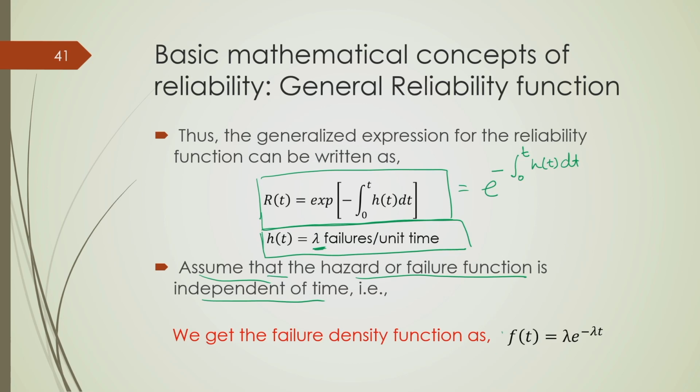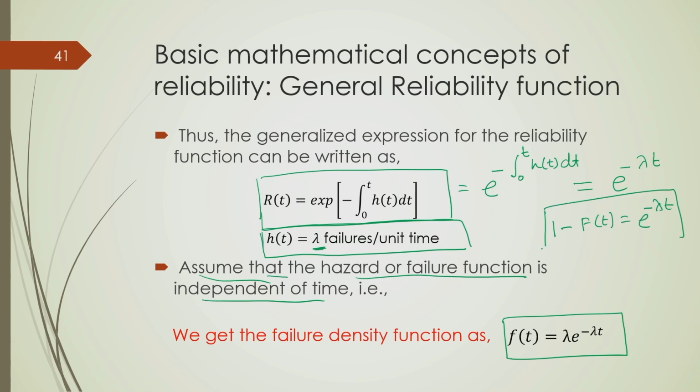We will get this failure density function f(t) equal to lambda e to the power minus lambda t, because if we consider h(t) is constant, that is lambda, this integration will result in minus lambda t. So, this will be equal to e to the power minus lambda t. So, R(t) will be equal to e to the power minus lambda t, and R(t) is 1 minus F(t). So, 1 minus F(t) will be equal to e to the power minus lambda t.